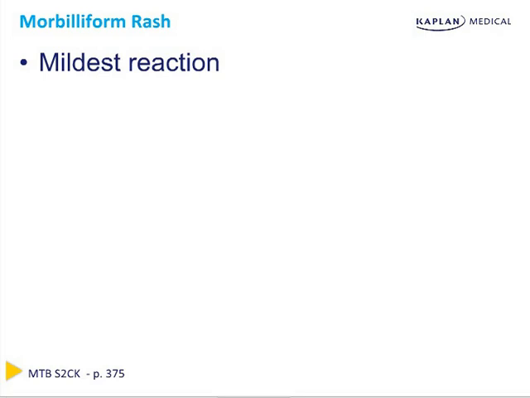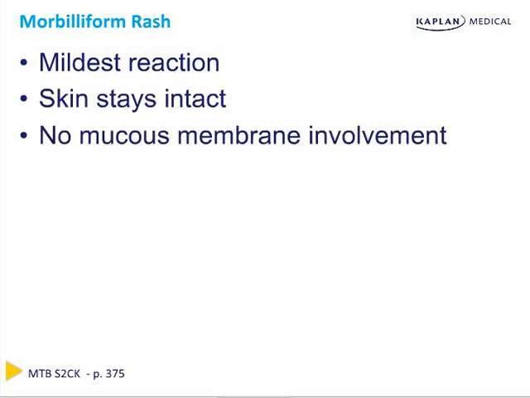A morbilliform rash is the mildest form of drug reaction. The skin stays intact. There's no mucous membrane involvement. That's how you tell it apart from the others. There's no specific therapy. Morbilliform just means it's in the form of measles. With the first antibiotic use in the 1930s, the guys didn't know what it was, and they developed the rash, and they said, gee, it looks like measles, because they saw measles every day. There were no antibiotics, but there was measles every day. That's all it means. Looks like measles.